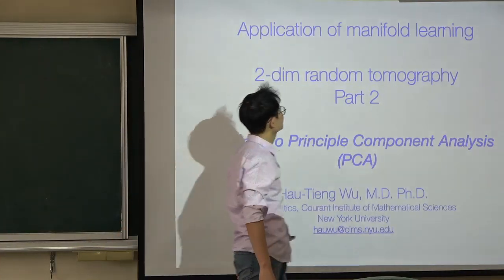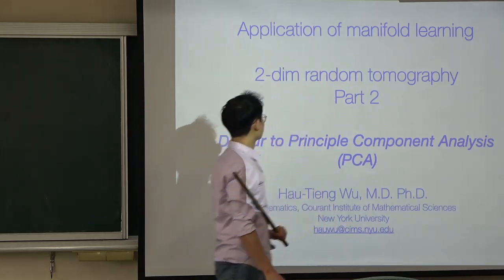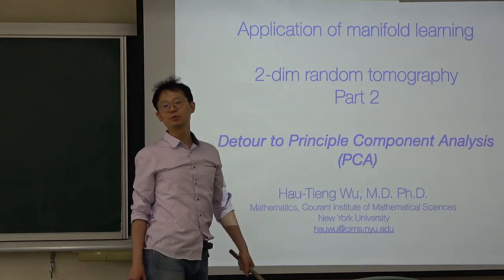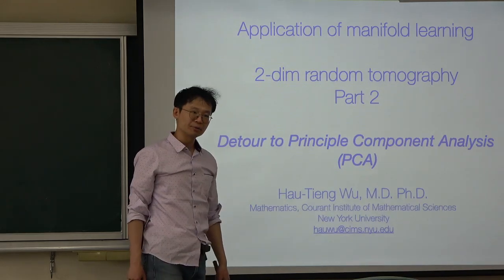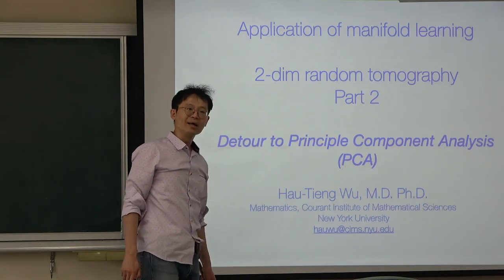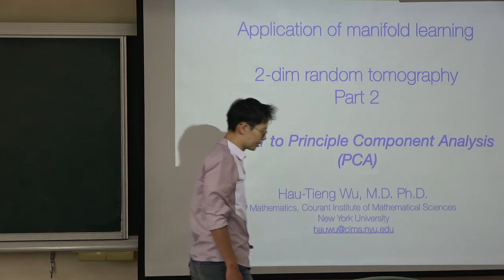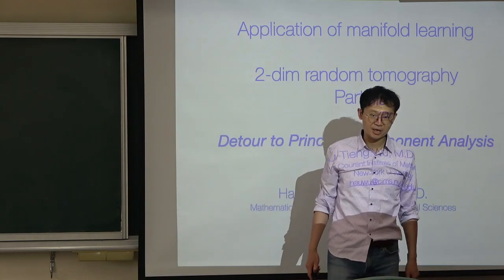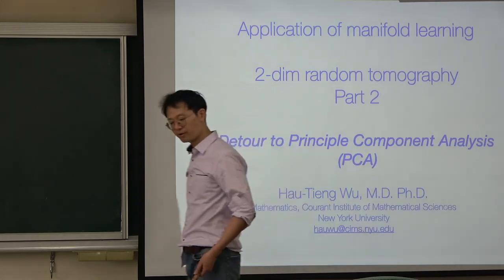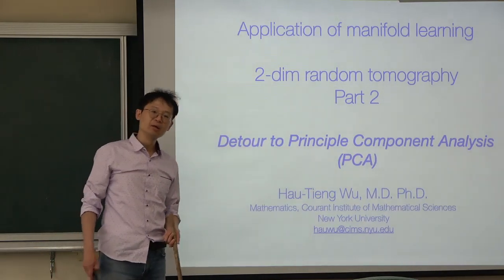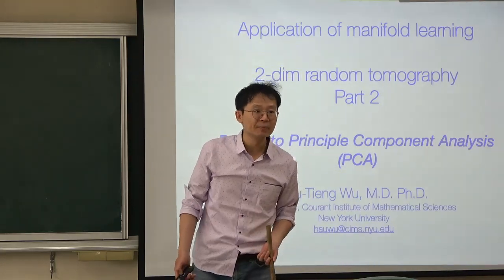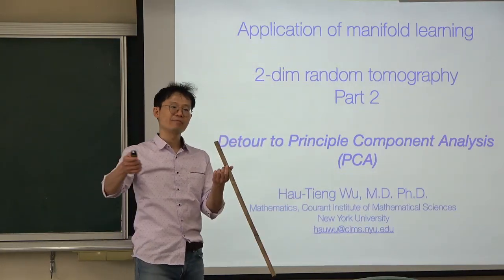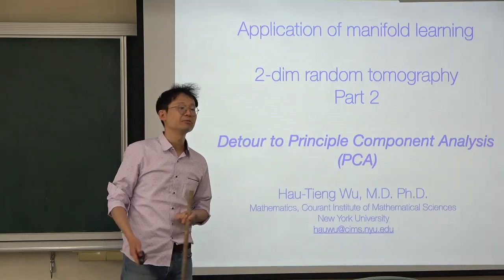Okay, so let's talk about the second part of two-dimensional random tomography. But I want to detour to discuss a bit about principal component analysis and its challenge. In particular, what's going on and what we encounter when we have high-dimensional data. And remember, when we talk about data analysis, high-dimensional is a very, very important feature that we have to respect.